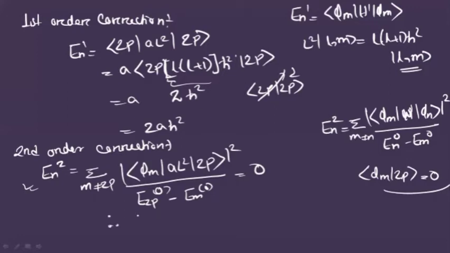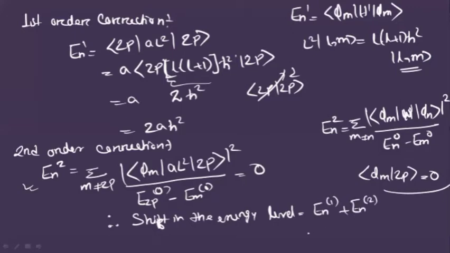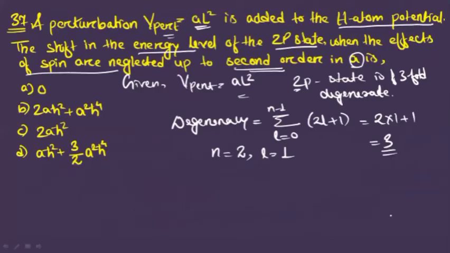Therefore, the shift in the energy level is equal to En1 plus En2. En2 is 0, so obviously it is equal to 2a h cut square. Clear? This is option C. So this is the simple derivation of this question. Now let's see the next question.